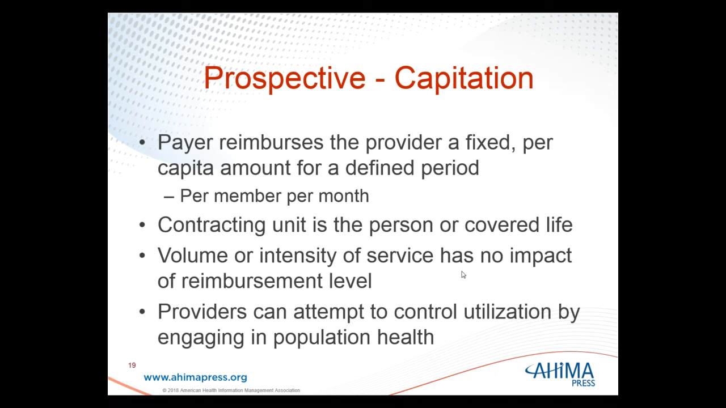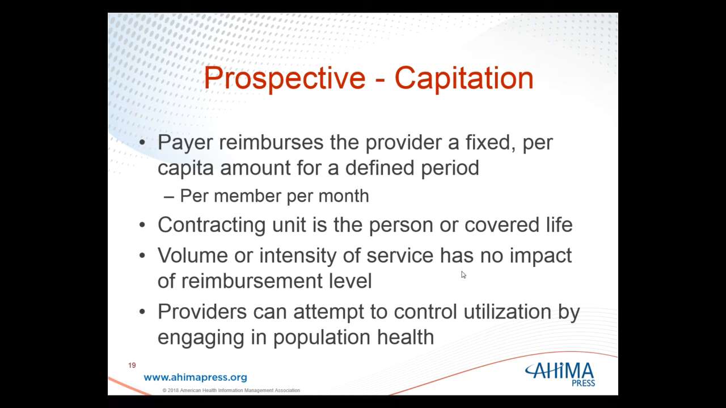Now moving to our prospective, the capitation, this is per capita or per person. The payer reimburses the provider a fixed per capita amount for a defined period. You do sometimes see per member per month, which is PMPM. That's the amount of money paid each month for individuals enrolled in the insurance plan. The contracting unit is the person or covered life. The volume or intensity has no impact on that reimbursement. So more services do not increase pay, less services do not decrease the pay.